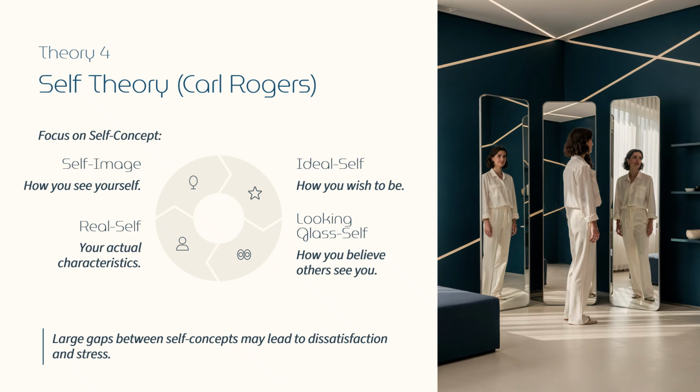Ideal self. This is how you would like to be. There is often a gap between our self image and our ideal self. Looking glass self. This is your perception of how others see you. It is important to note this is not how people actually see you, but how you think they see you. And the fourth one, real self. This is who you actually are, regardless of your perceptions.